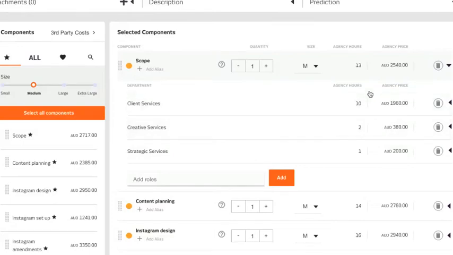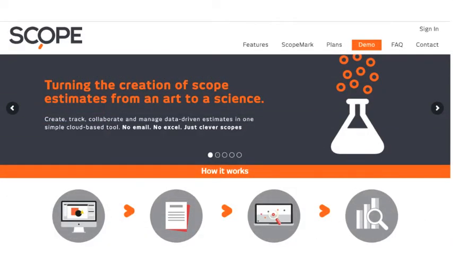Once again, you can edit the hours and edit the rates and just use the scope mark prediction as a guideline. Not only is Scope giving you and your team the industry standard for your deliverables, it also ensures you think about what components and roles make up your deliverables. It makes you think about what you're delivering and ultimately what you're selling. And again, it allows you to benchmark against the industry standard.